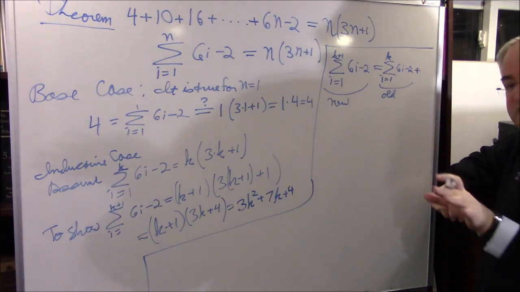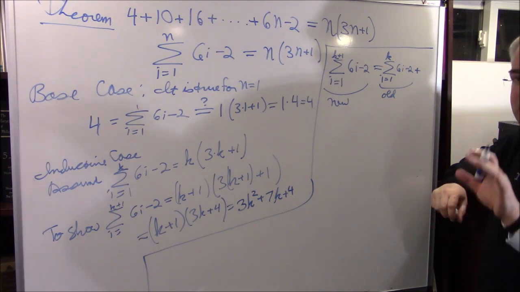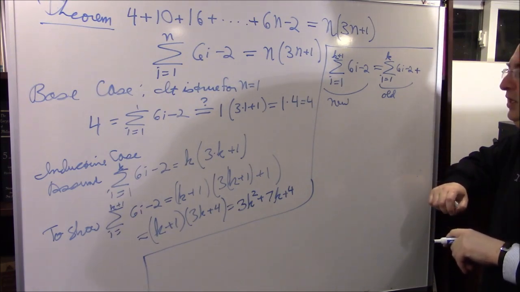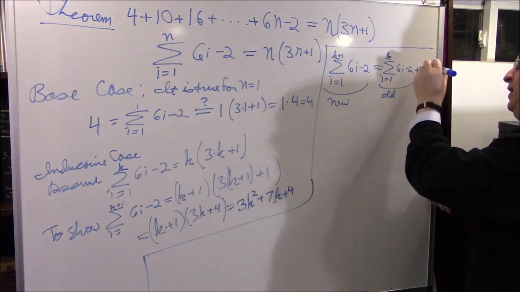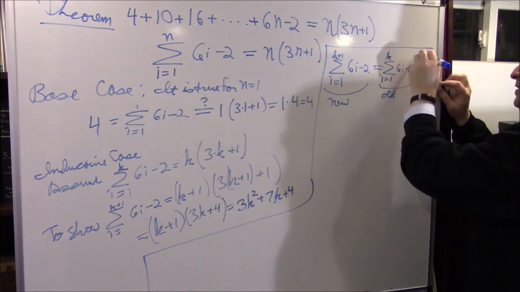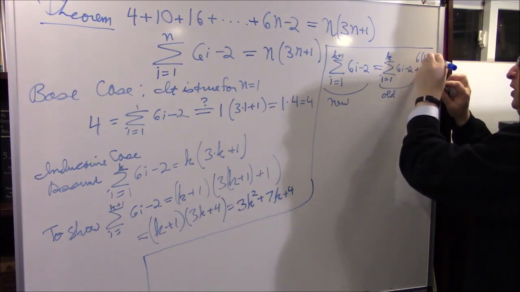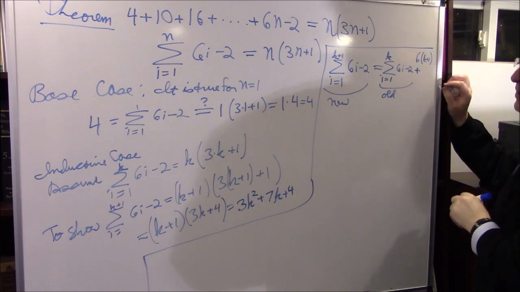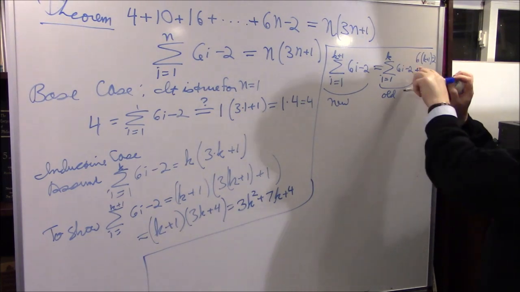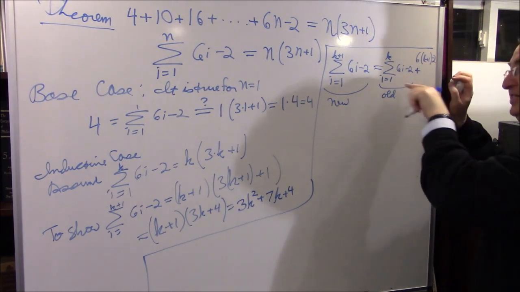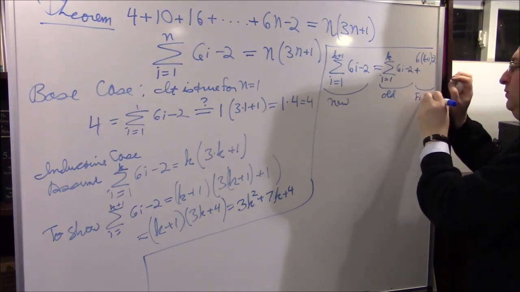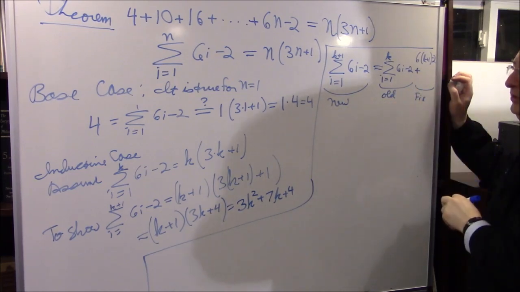Stop the computer for a second. Write down what we're adding in, because this is a key point. What are you adding in? You're not adding in anything with an i. What you're adding in is as follows: 6 times k plus 1 minus 2. That's the k plus 1th term there. So this was the fix. The new is equal to the old plus the fix.